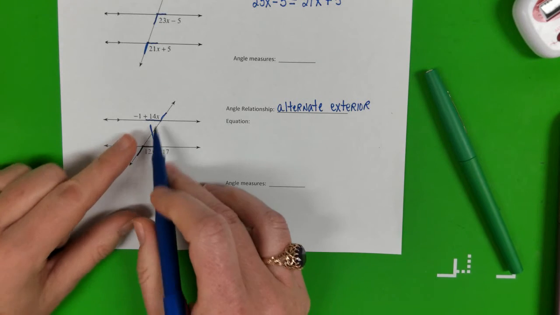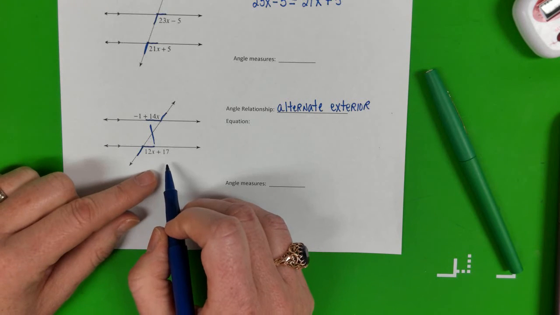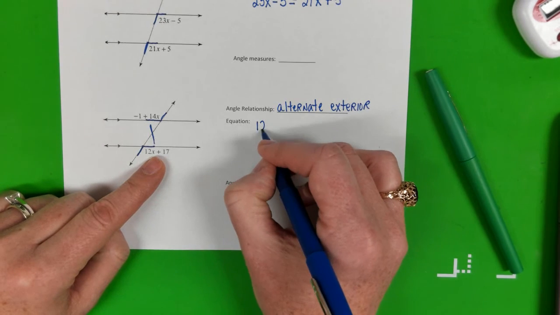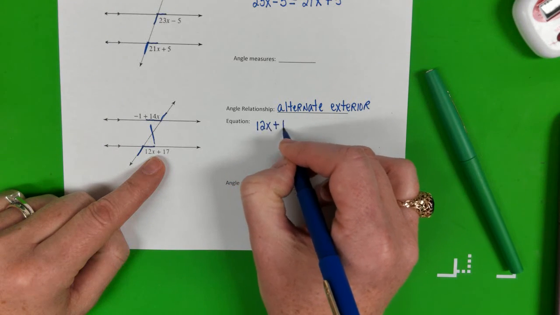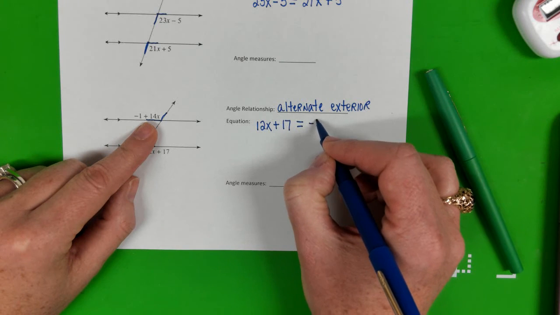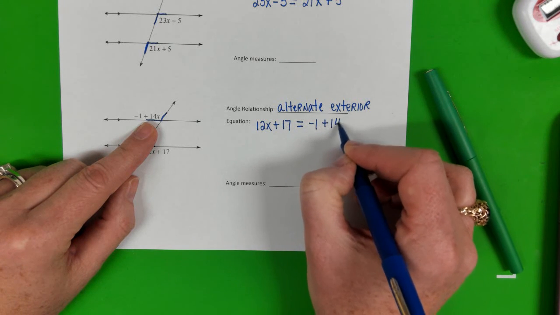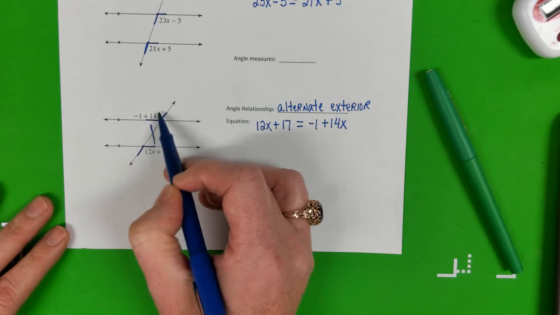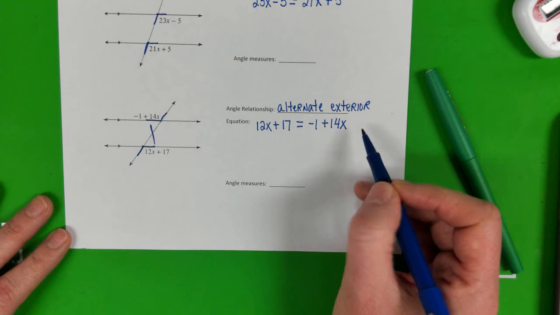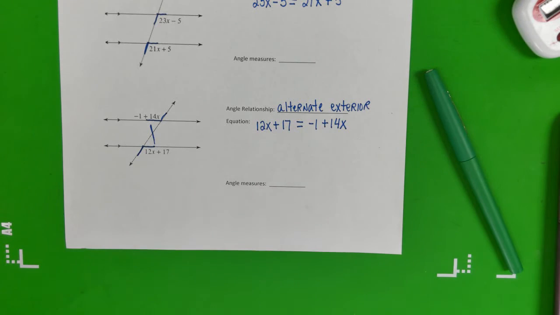And so now all I have to do is take each angle, and it doesn't matter which one we say first. I kind of want to say this one, the 12x one first. 12x plus 17 equals the other angle, -1 plus 14x. If this angle said it was 75 degrees, then I would say equals 75. Okay, we just say that the two angles are equal to one another, and that's it.